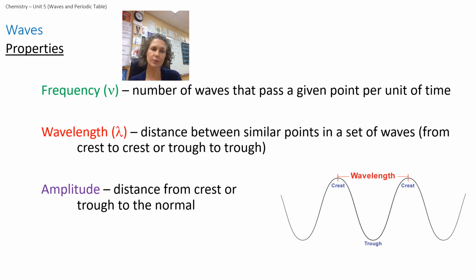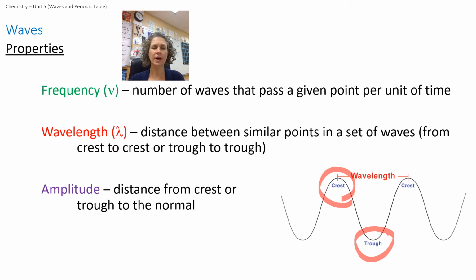Wavelength is another wave characteristic, and that is the distance between two similar points on a wave. So either the crest or the trough. And so that is the wavelength between those two.